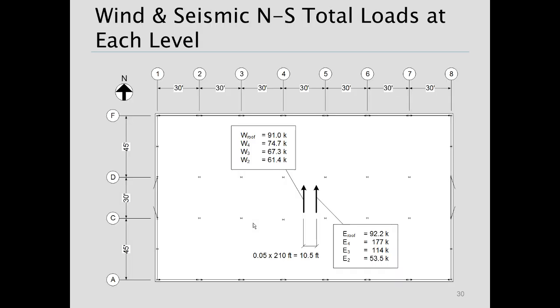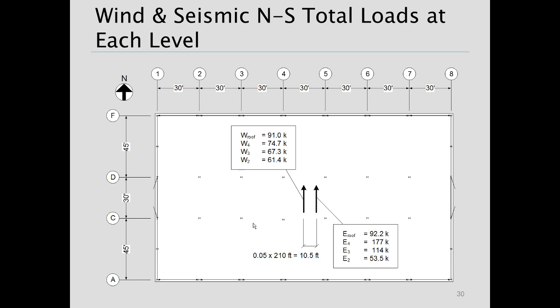So going with that, if we basically look at totaling our wind and seismic north-south loads at each of the levels of the building, you have what you see here in this slide. We don't have to look at any wind eccentricity effect on this building. You could look at it, but you'd basically be able to convince yourself that the uniform wind without any eccentricity effect is going to govern.